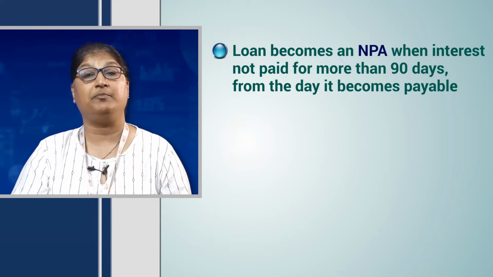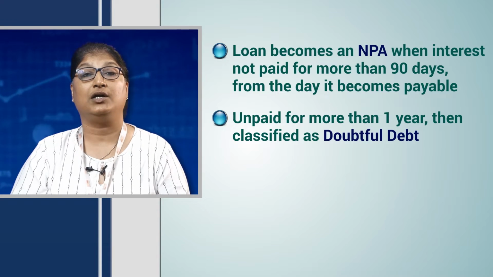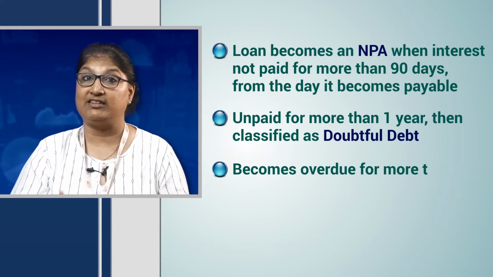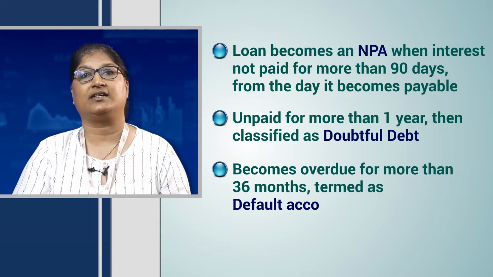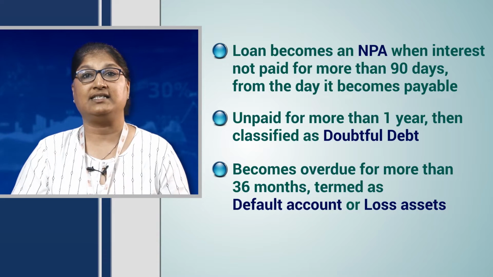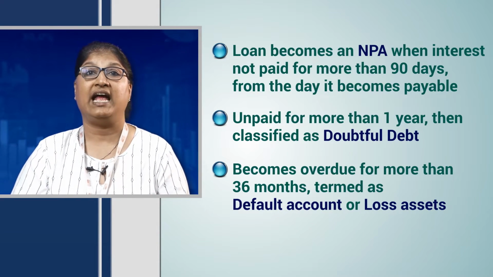If it remains unpaid for more than 1 year, then they are classified as doubtful debts. And if it becomes overdue for more than 36 months, then they are termed as default accounts or loss assets. Thus, they are then completely written off from the bank's books and are realized under loss.